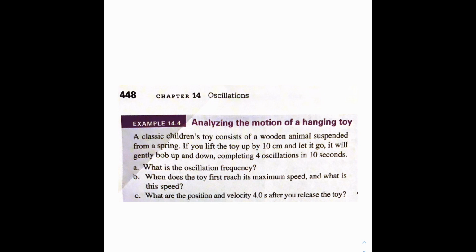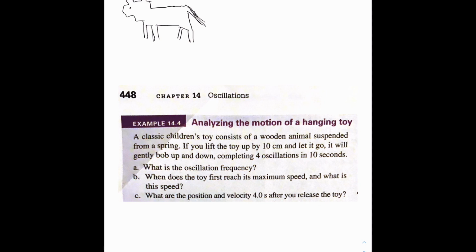Let's start here by drawing the situation. So we have a classic children's toy. I don't know if I can draw this. Oh boy. I was going to draw like a pony or something. I shouldn't have told you what I'm drawing. Now it's going to look even worse. Okay. Yep. All right. That looks pretty good.